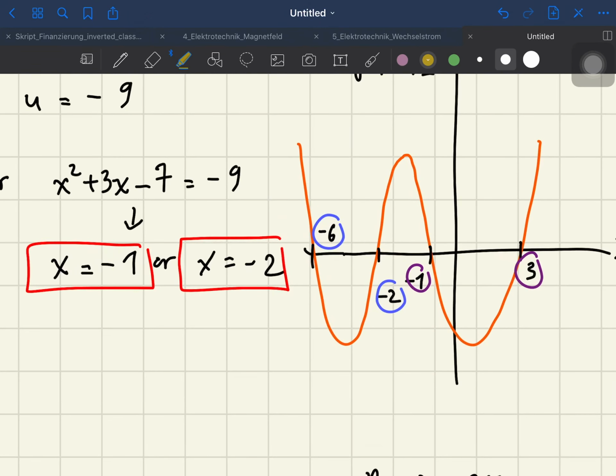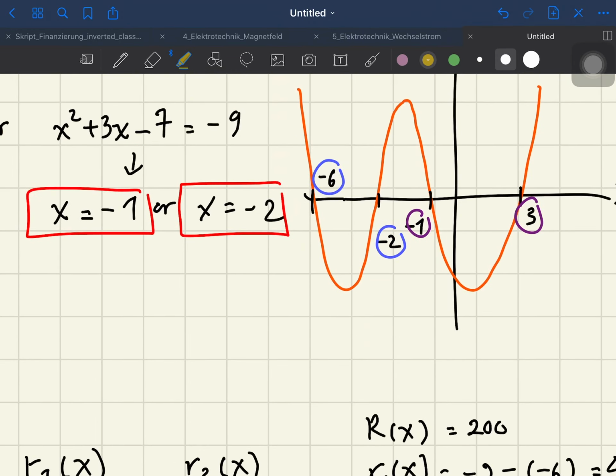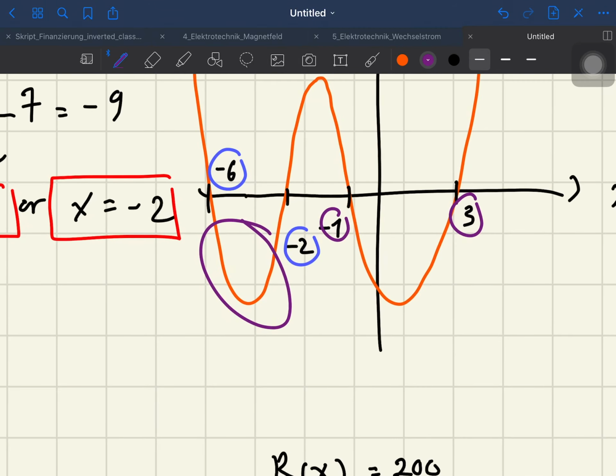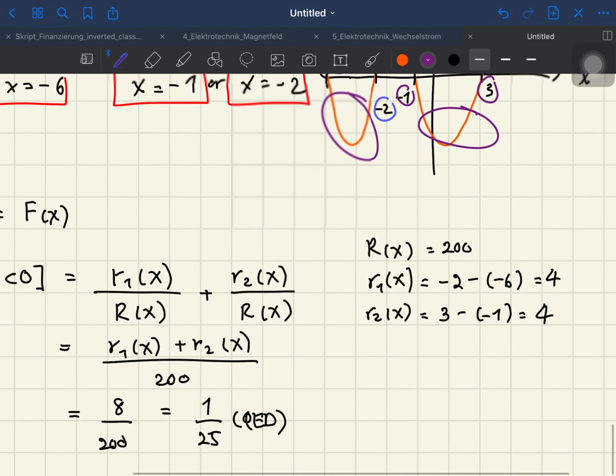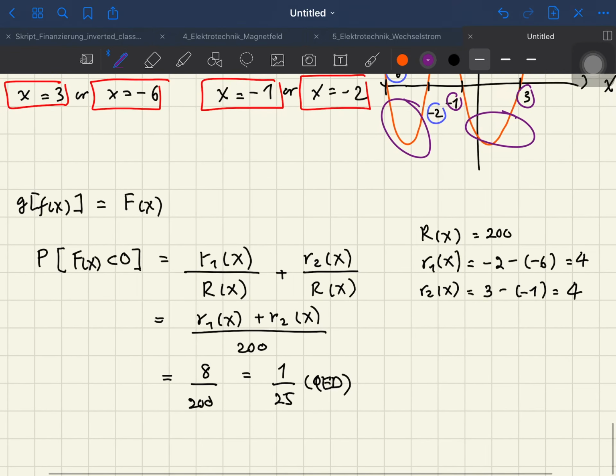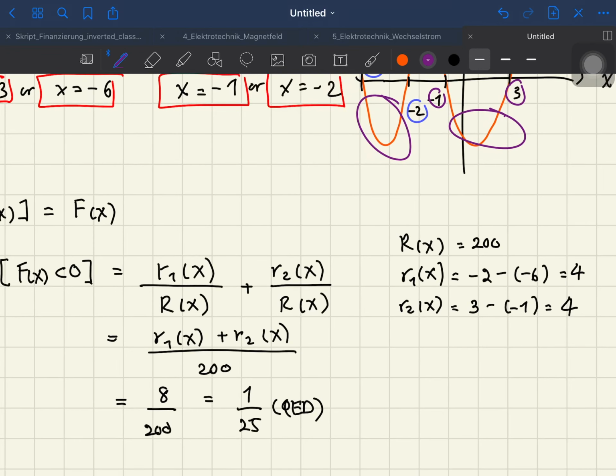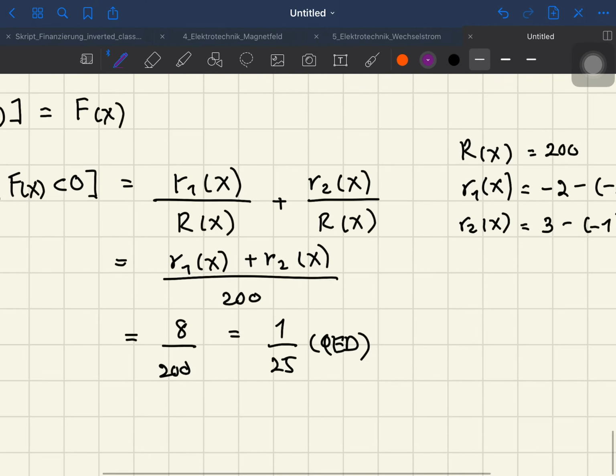So at which value of x, like between -6 and -2, the range between -6 and -2 will have the g(x) negative. Same goes to when x is between -1 and 3, you will have a negative here too because it's below the x-axis, okay? And hence you will calculate the probability by getting the range, capital R(x), and the small r1 and the small r2. And you will get the final answer 1/25, and that's all.